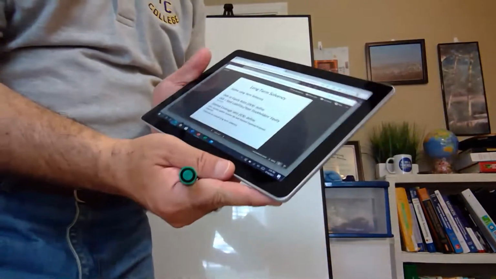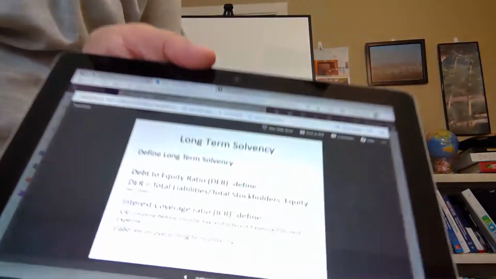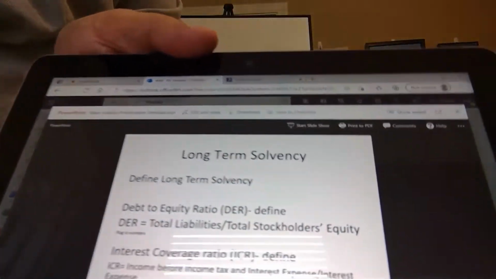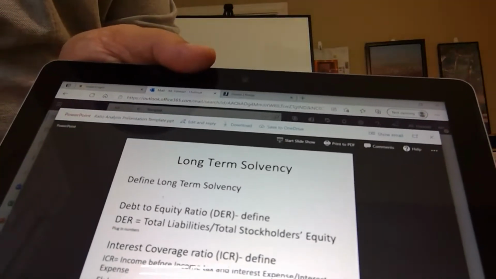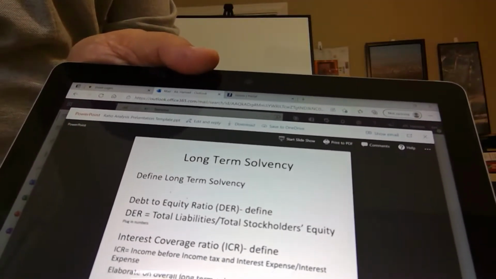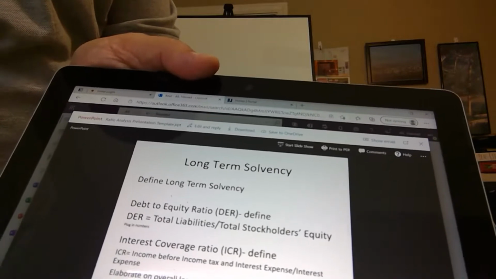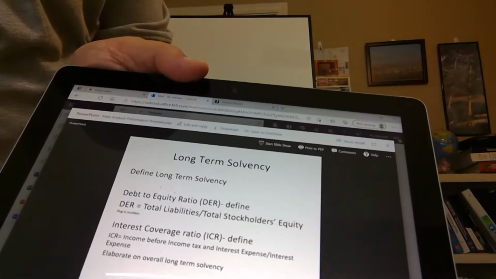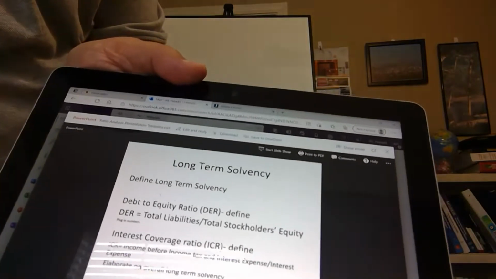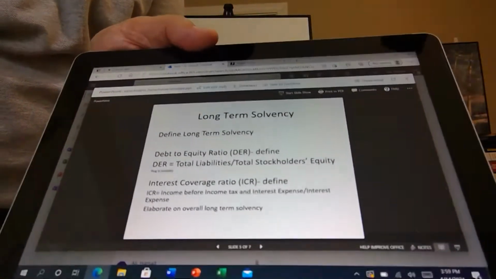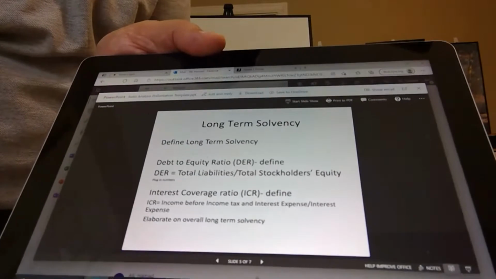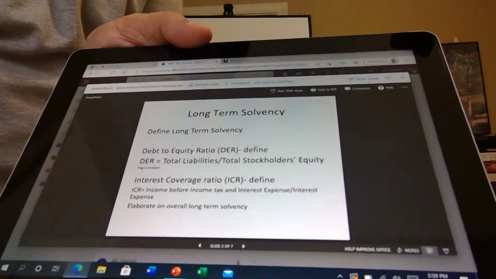Long-term solvency. The next slide is long-term solvency. Define long-term solvency, and then find the debt to equity ratio and plug in the numbers. I wrote the ratio for you, and you plug in the numbers. All of these numbers are going to be from the income statement and balance sheet that you printed.